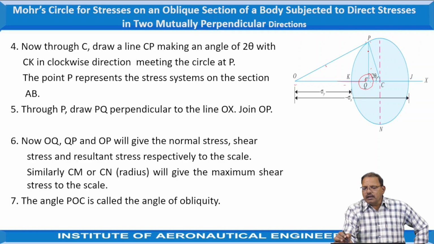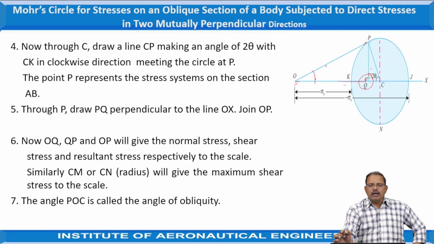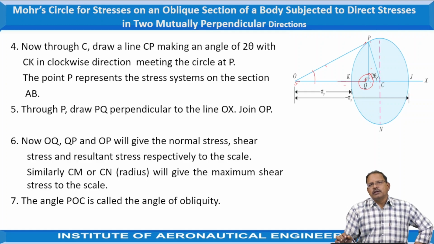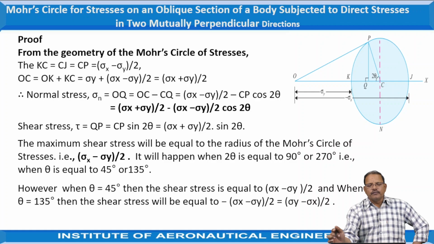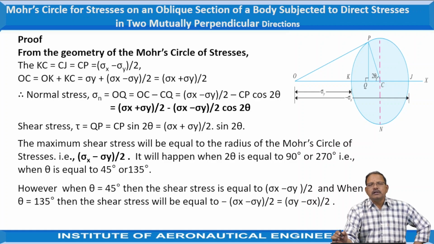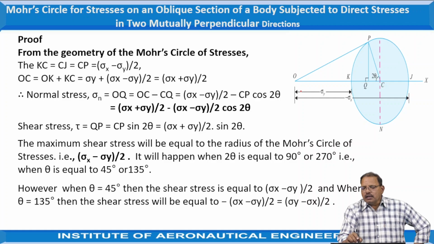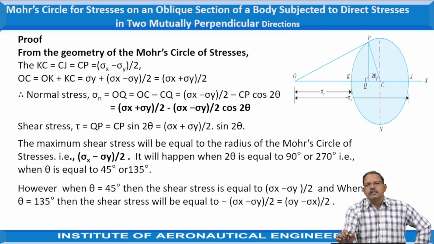The angle POC is representing the angle of obliquity. Just check whether it is correct or not. The proof is from the geometry of the Mohr circle of stresses. Here KC is representing the radius of the circle.